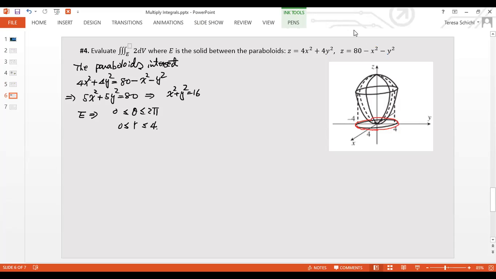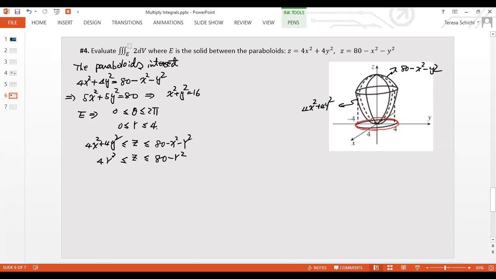Okay, so what is z right now? z is between these two. So z is less than 80 minus x squared minus y squared, this top paraboloid, and the bottom paraboloid is 4x squared plus 4y squared. Now, because I'm changing to cylindrical coordinates, I can change this. 80 minus x squared minus y squared becomes 80 minus r squared, and the bottom is 4r squared. So I can write that.